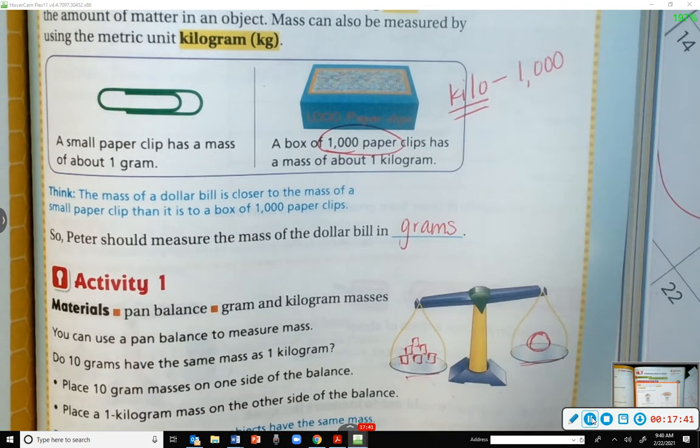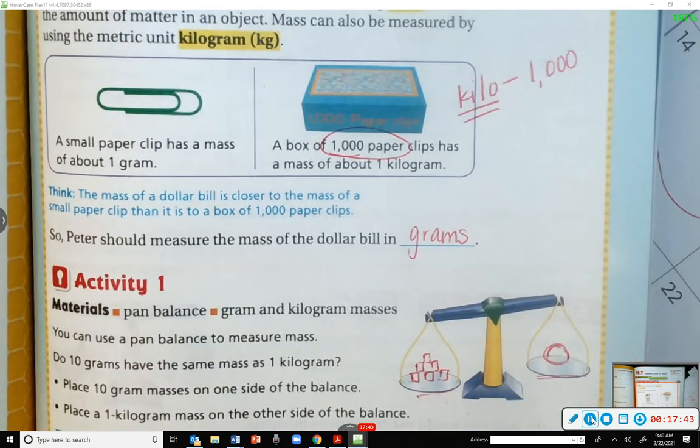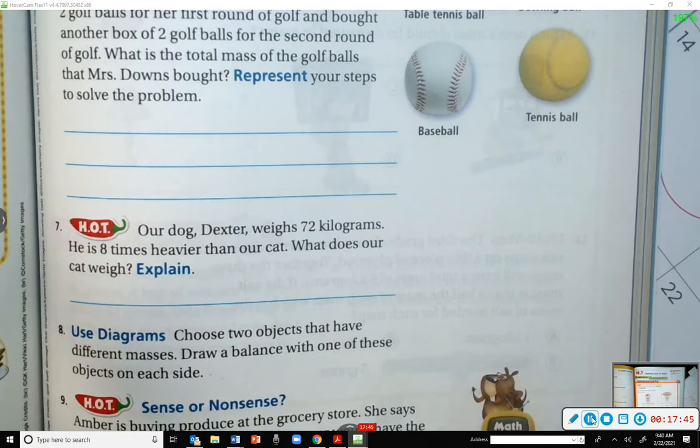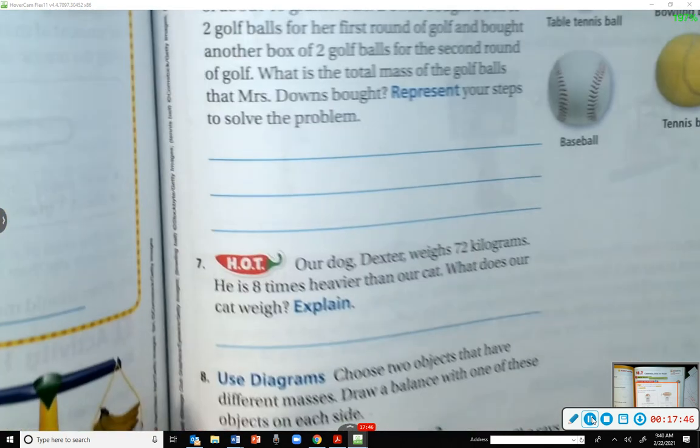Why can't we do it? We will practice one day, but not today. Okay. All right, let's flip the page.